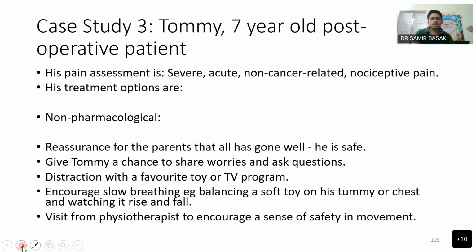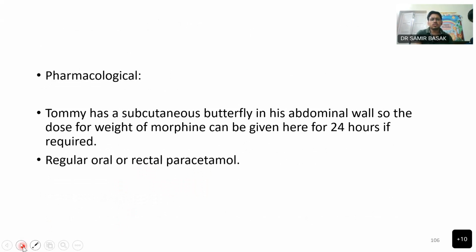And this patient, Tommy, a 7-year-old patient, after the post-op period, we also reassure him non-pharmacologically: distraction by watching a TV program or with a favorite toy, encouraging slow breathing, and physiotherapy. Physiotherapy is also important. So we go for opioid or non-opioid, like paracetamol or morphine. If opioid is required within 24 hours, we should give it without hesitation at the required dose.